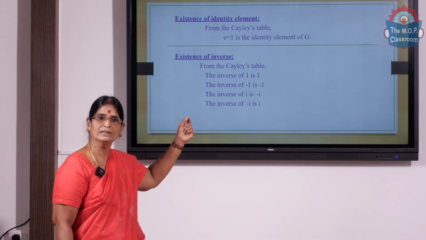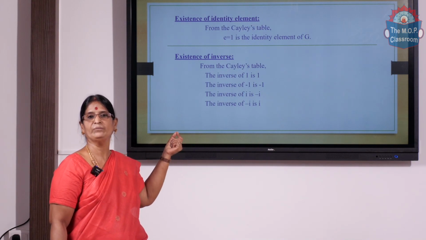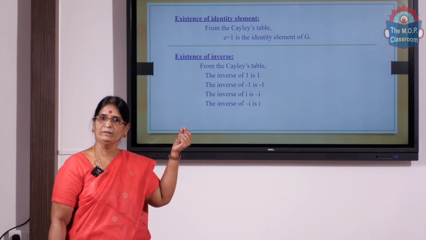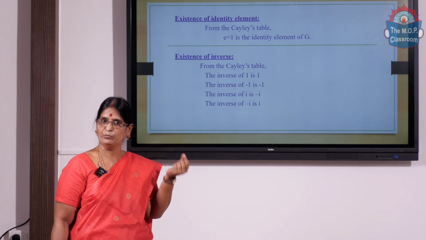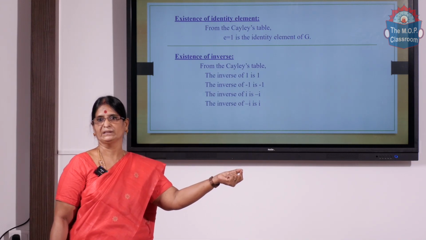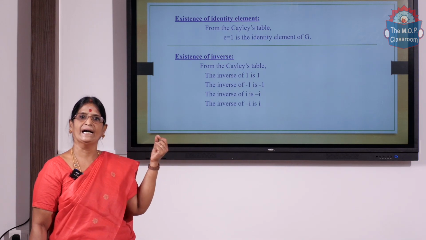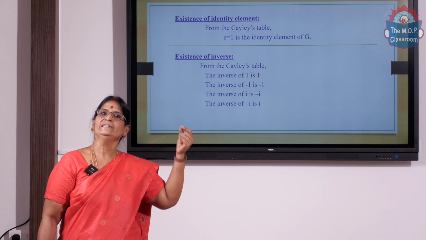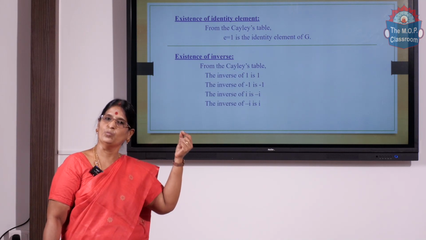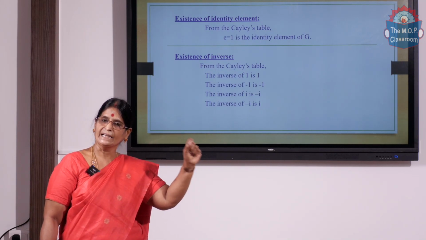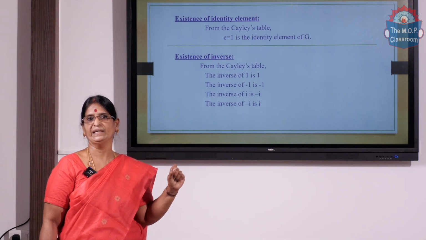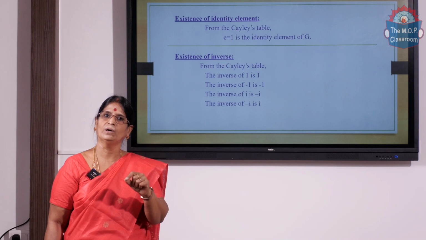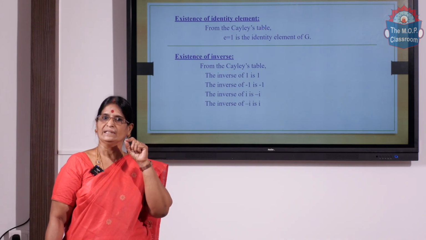So, let us recall from the Cayley's table, we can easily find out that the element is e equal to 1 here. By multiplying all the elements of G by 1, we are getting the same element. So, here 1 is called the identity element of G. For every a in G, we are able to find the element 1 in G satisfying the condition a into e equal to e into a equal to a. So, e equal to 1 is called the identity element of G.